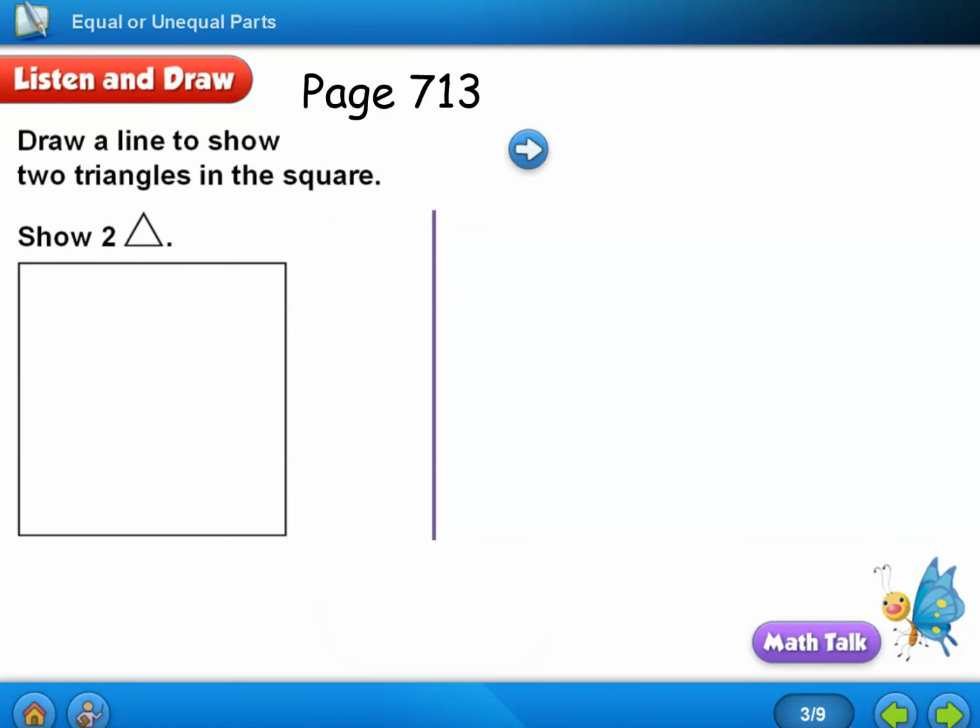Page 713. Listen and draw. Draw a line to show two triangles in the square. Of course, you will draw the line from one top vertex to the bottom vertex on the opposite side.